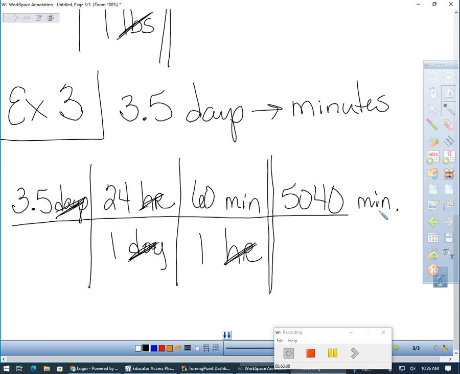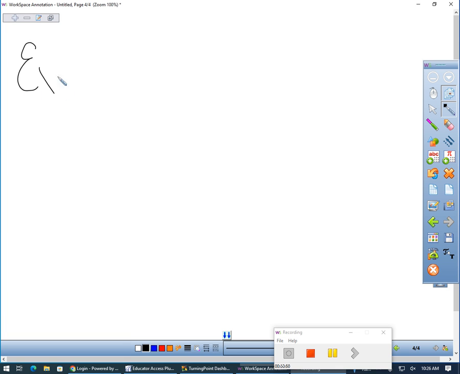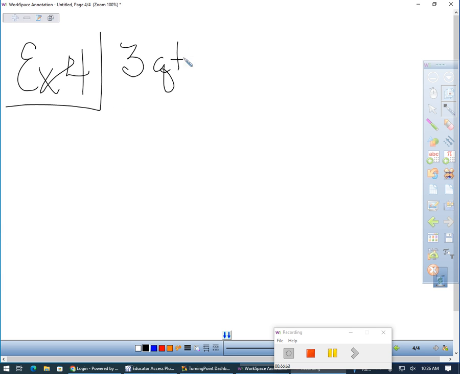Let's try another one. I want to get a little bit tougher. Example number 4. What's wrong, Lex? It'll get better, I promise. All right. How about let's do 3 quarts, 2 liters. All right. So here is the one thing I want to point out. Quarts are our standard measure. Liters are metric.